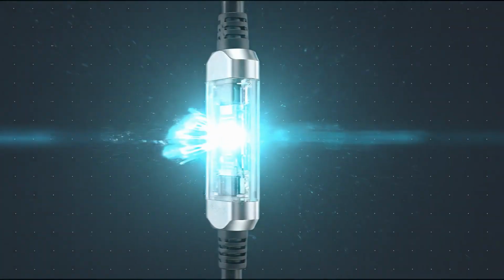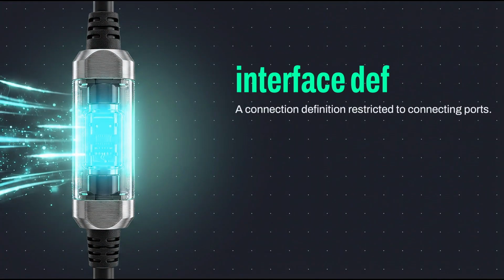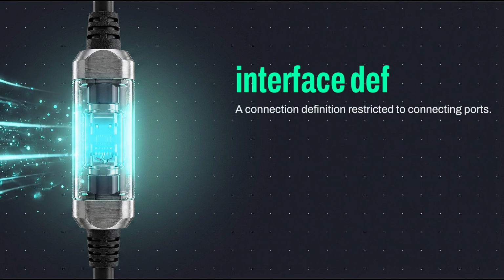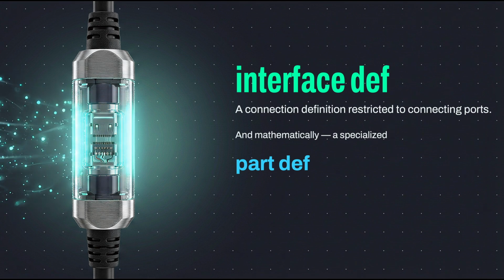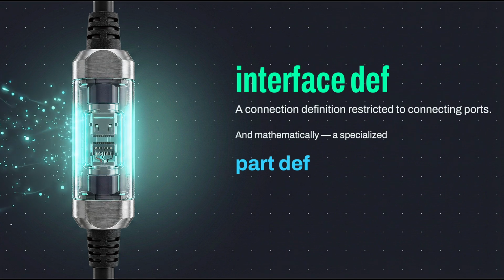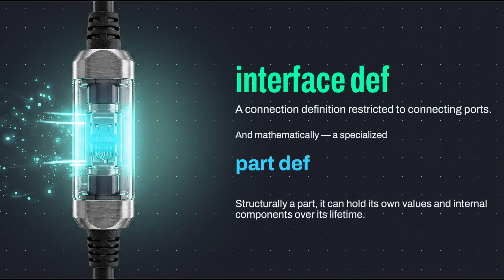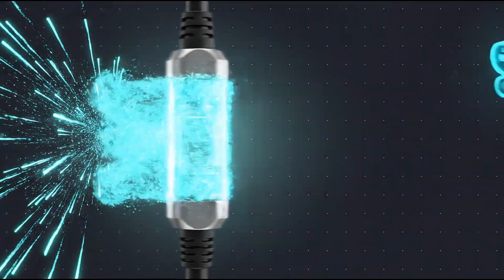According to the SysML v2 specification, an interface def is a connection definition specifically restricted to connecting ports. Furthermore, every connection definition is mathematically a specialized part def. This means it declares the endpoints of the relationship, but because it is structurally a part, it can natively hold its own values, physical properties, and internal components over its lifetime.